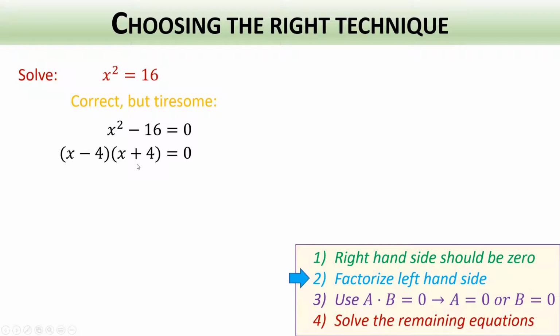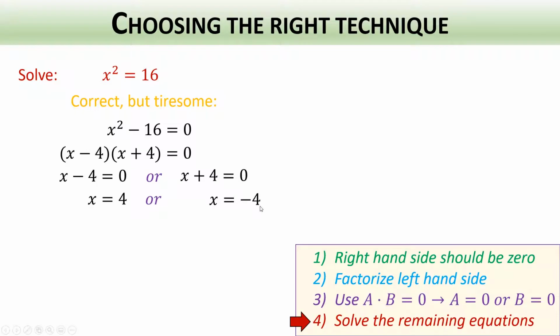So now I factorized it, and now I can say this is a product of two factors. The result is 0, so one of these two factors has got to be 0. So x minus 4 is 0, or x plus 4 is 0. And solving these linear equations, that means that x is 4 or x is negative 4. And this gives us the right solution, but it's a bit tiresome, of course, because we also just know that if some number squared is 16, then that number has to be the square root of 16 or negative the square root of 16.